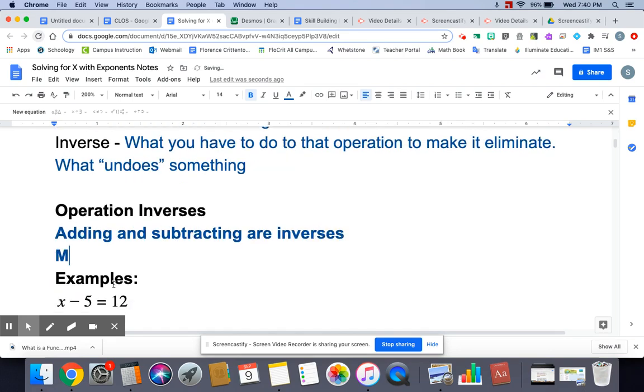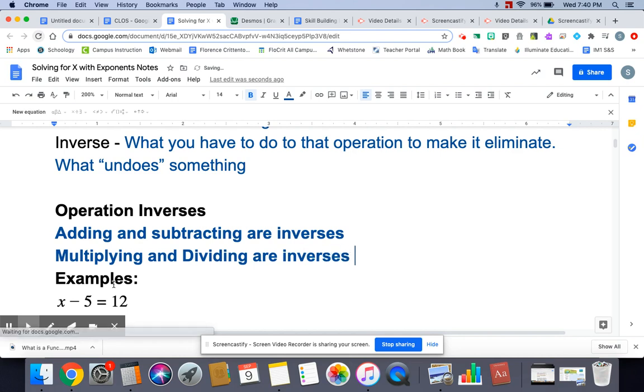The next one is multiplying. And what undoes multiplying? Dividing. Multiplying and dividing are inverses. They'll undo each other. These two you should have known from your first year of math. The new one that we're going to work with is exponents. So what undoes an exponent?